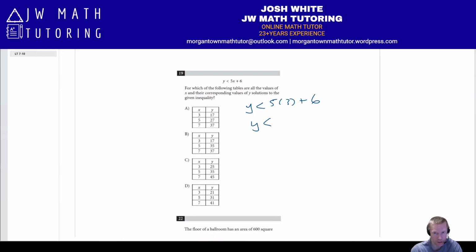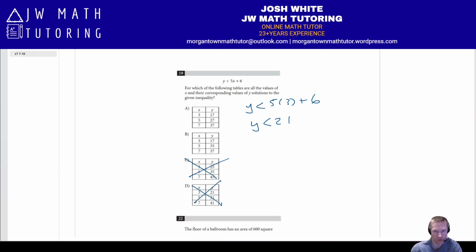And then multiply it through, 5 times 3, 15 plus 8. Okay, so I see that the y value when x is 3 has to be less than 21 in order to be a solution. Okay, that means this is out because 25 is not less than 21, and also D is out because 21 is not less than 21. It's equal to it, but it's not less than it.